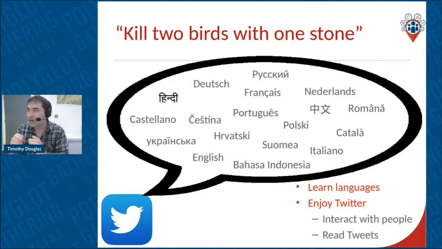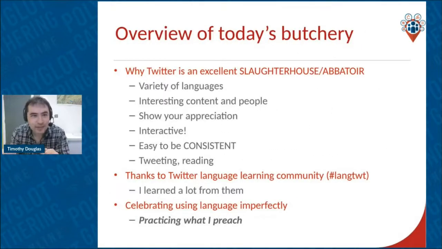But as I'm going to try to say in this talk, the point is it doesn't matter what your level is. You can exploit Twitter to have fun and learn languages at the same time. So kill two birds with one stone, as we say in English. So today's butchery is going to be about how Twitter is an excellent slaughterhouse in order to butcher languages, or abattoir if you prefer to butcher Romance languages, because that's one of the nice things about the richness of the English language. We have words of Germanic origin like slaughterhouse and words of French origin like abattoir.